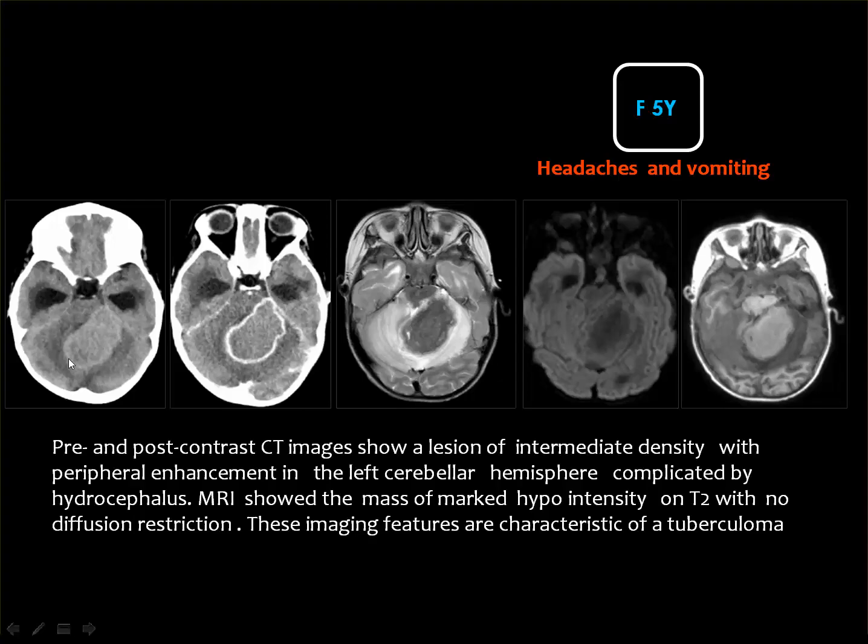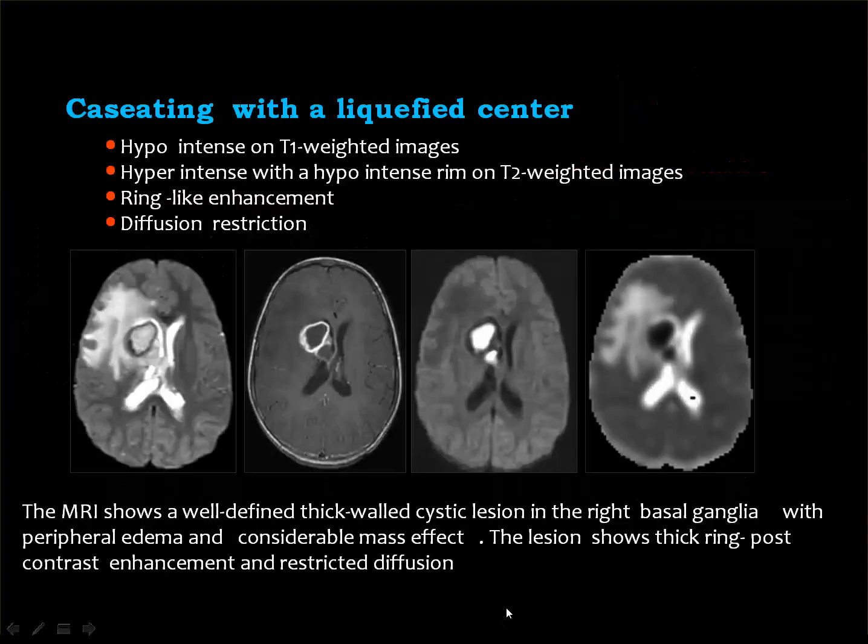You see the core of the lesion is relatively hyperdense in the CT scan due to the presence of caseous material. If you inject the contrast material, the margin will enhance. If you have the diffusion weighted images and ADC, you will see no evidence of diffusion restriction.